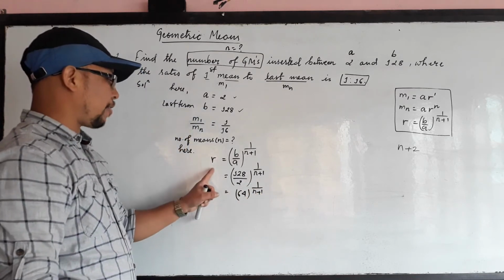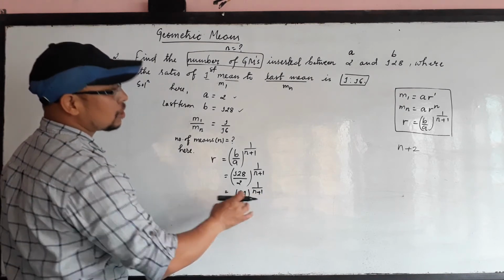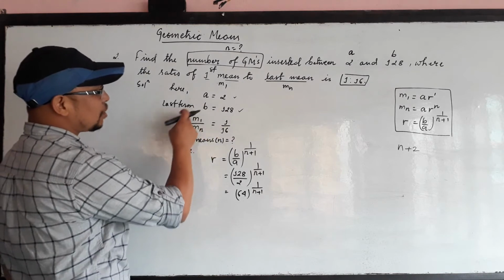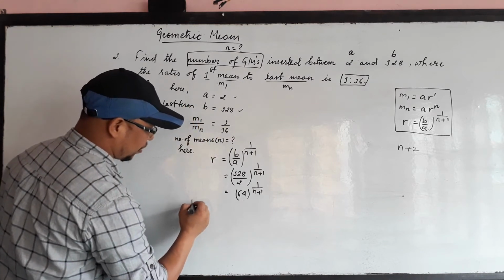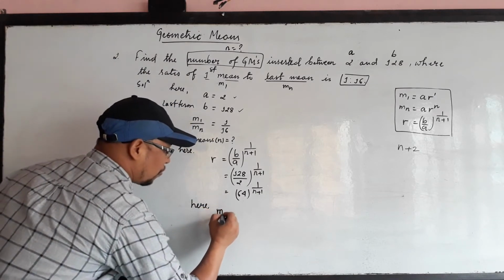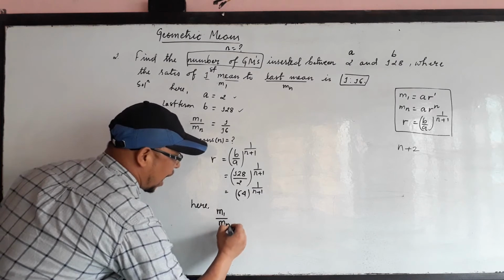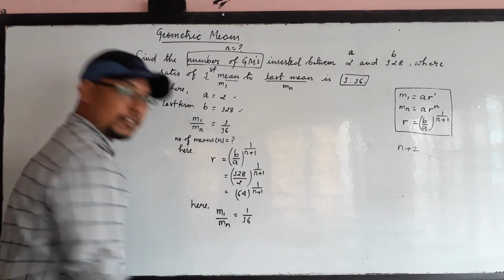Okay students, so here our value is this one. Now let's substitute this value in this equation. Now this equation can be reduced as here. Now you can write here. Now see, we have given m1 by mn equals to 1 by 16. This is given to us.